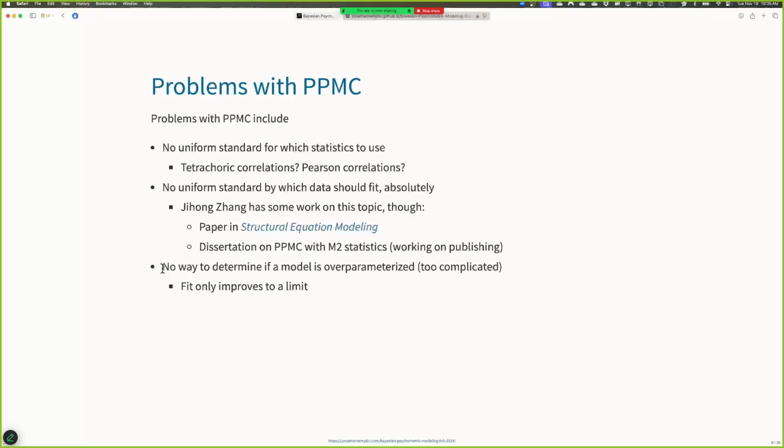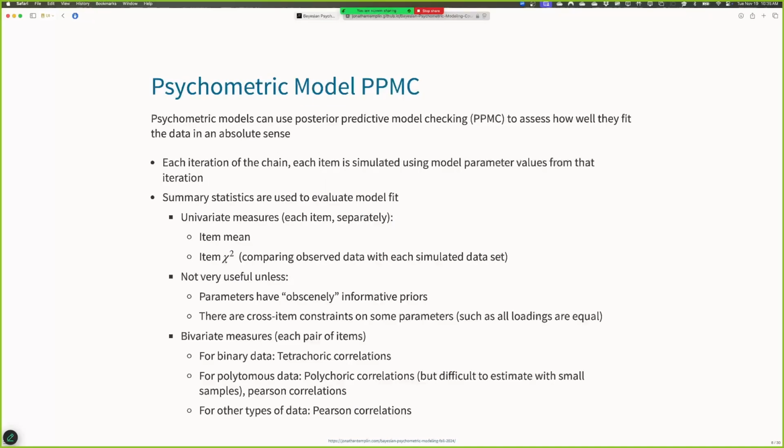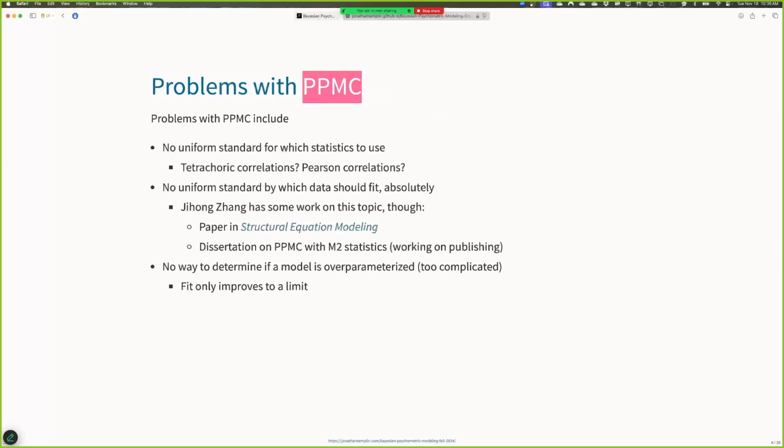There's no way to determine if a model is over parameterized, though, or too complicated. That's the other problem with PPMC. So basically, if your model doesn't fit, one of the remedies is to make it more complicated. Add a one in the Q matrix if item correlations aren't measured well. We can keep doing that, and PPMC will keep getting better and better, but we don't know if that's over parameterizing our model, which is another problem we might have.